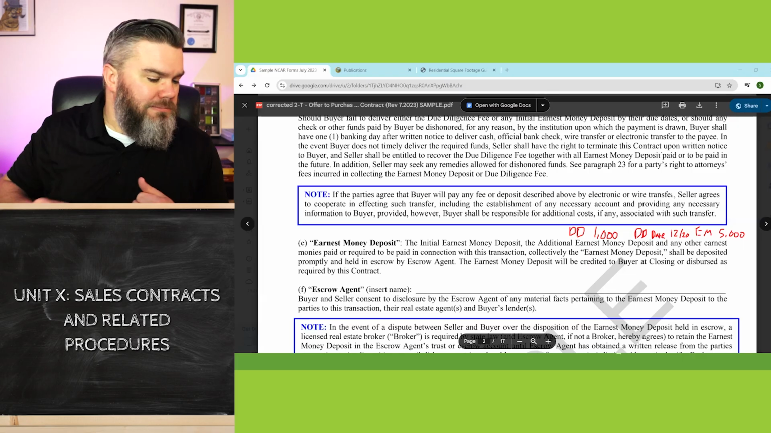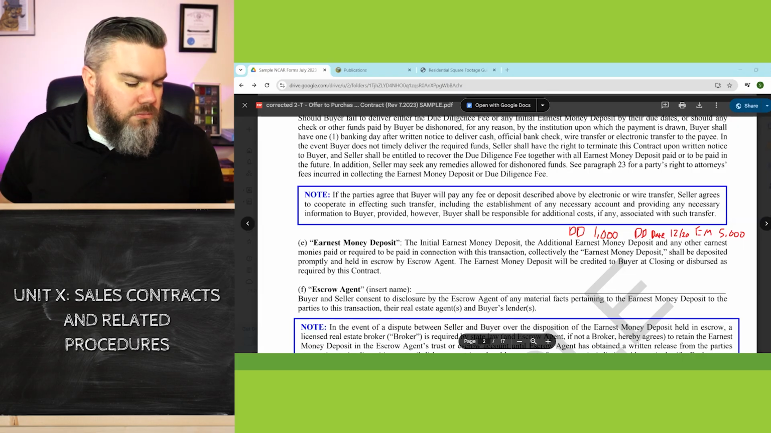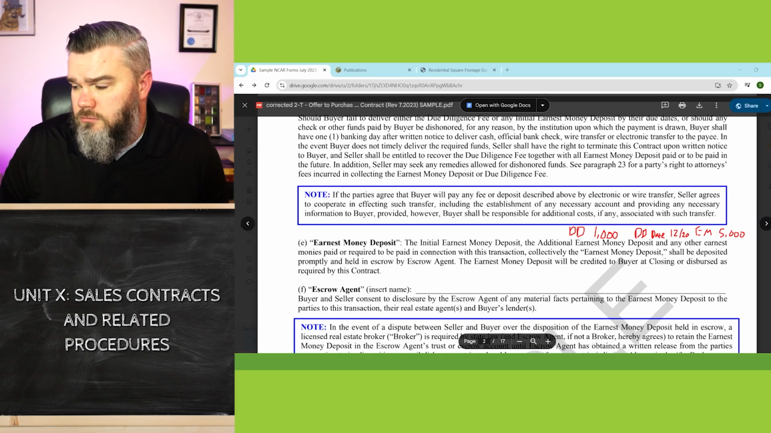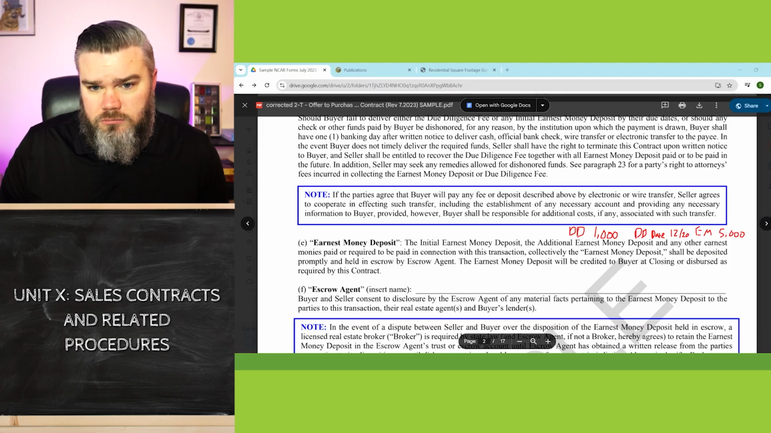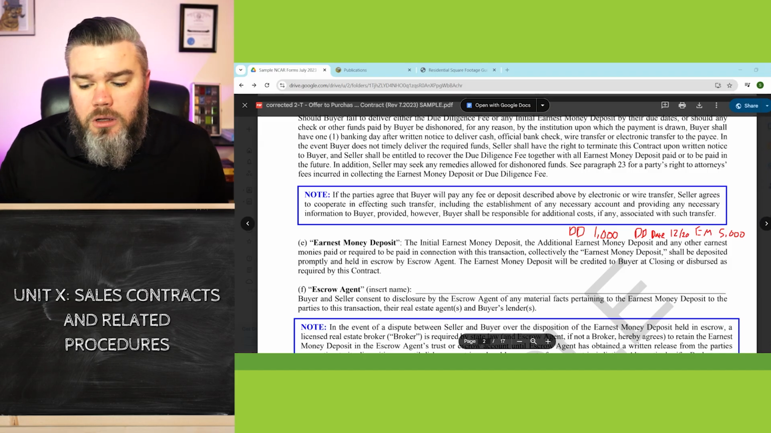What you got, Beverly? Why wouldn't you just not pay the due diligence and just pay EMD? Because the EMD is refundable if you go under contract. You know what I mean?